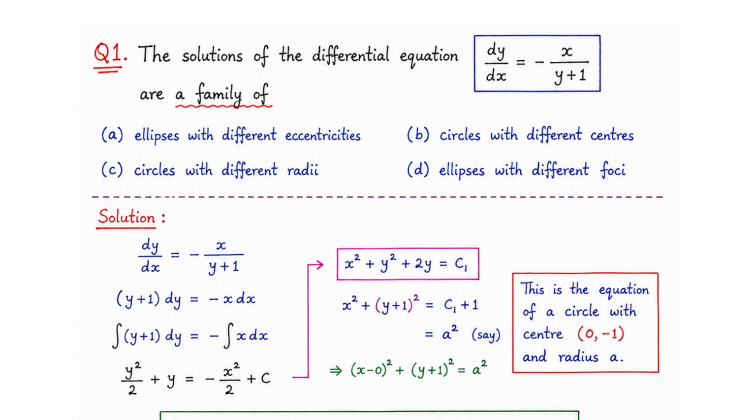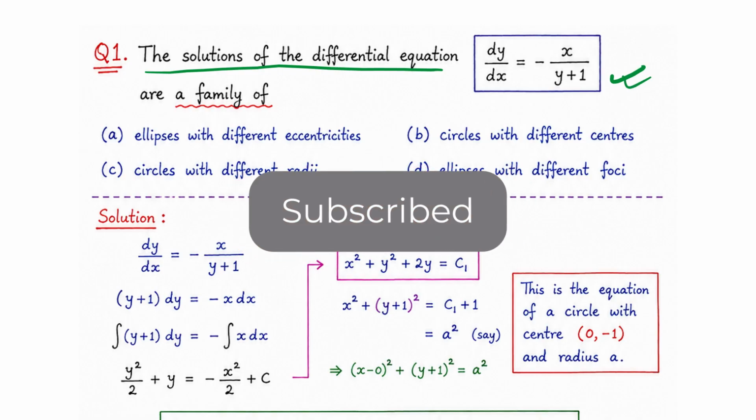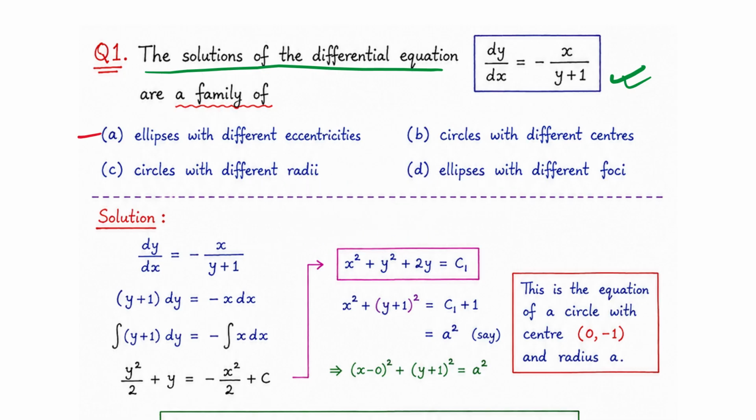Hello everyone. So in this video, we'll try to solve a question from NET physics. The question goes something like this: the solution of the given differential equation is a family of... There are four options. The first is ellipse, the second is circle with different centers, the third is circle with different radii, and the fourth is ellipse with different foci. So let's see and try to solve this.